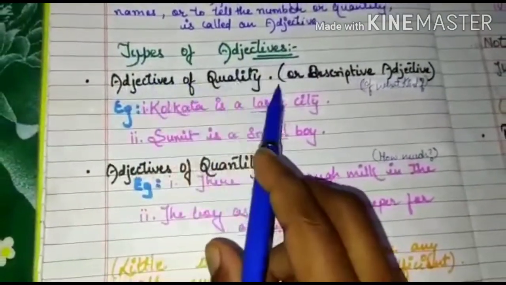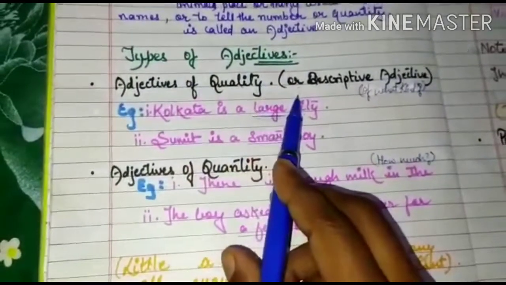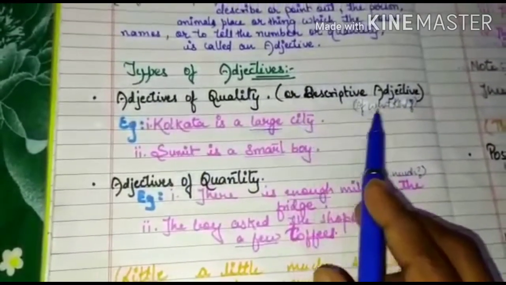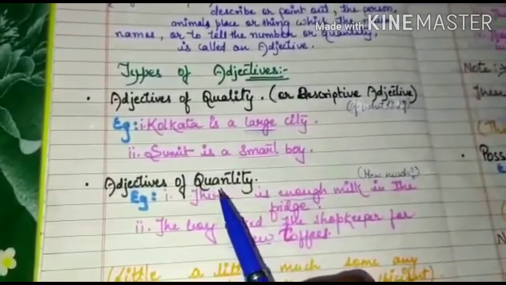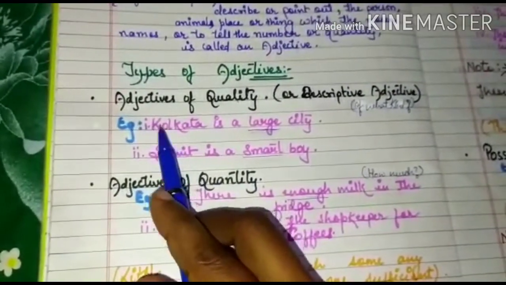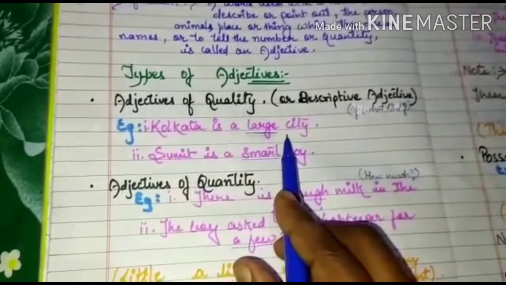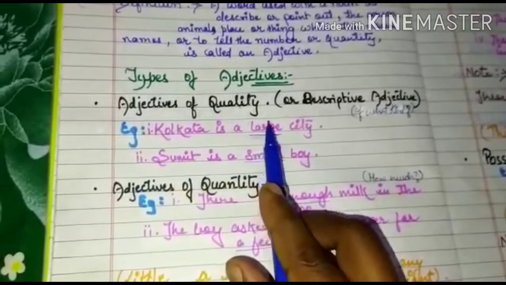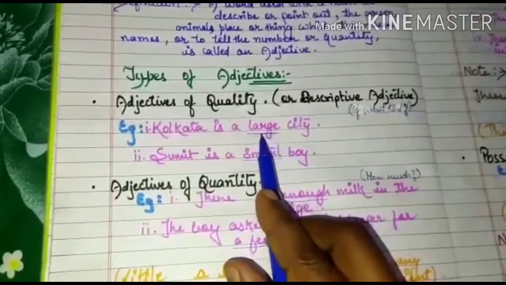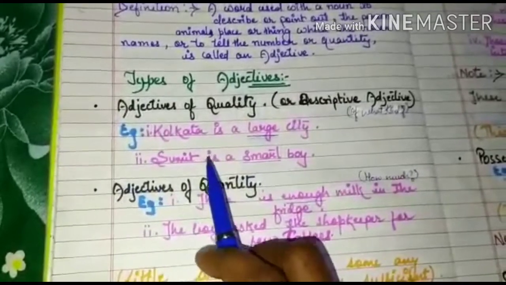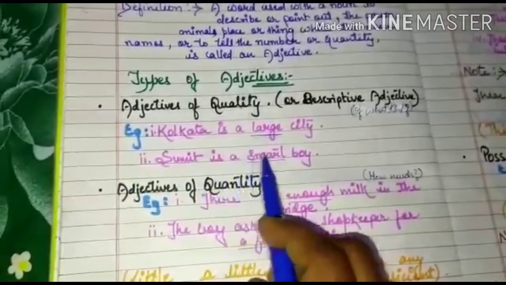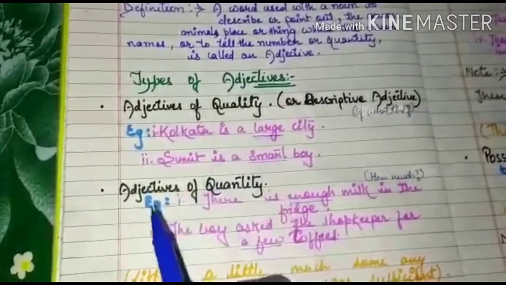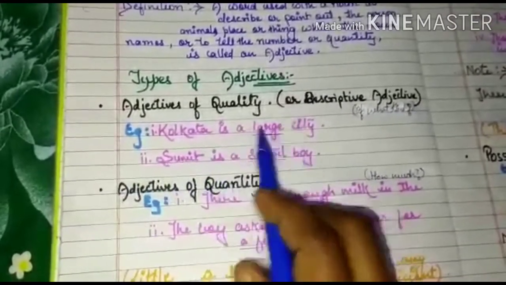First, we have adjectives of quality, or you can say descriptive adjectives. These describe what kind of a person or thing it is. For example, Kolkata is a large city. So what is the quality of Kolkata? It is large. So what kind of a city is Kolkata? It is a large kind of a city. Next example, Sumit is a smart boy. What kind of a boy is Sumit? He is smart. So smart is a quality of Sumit.